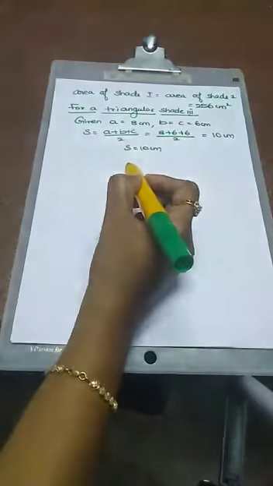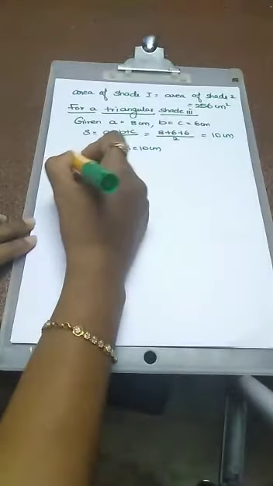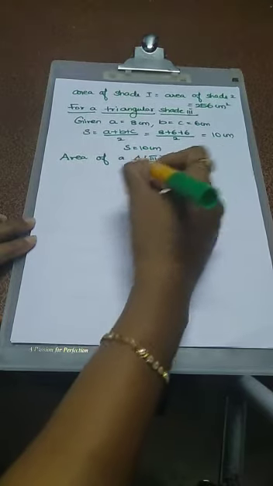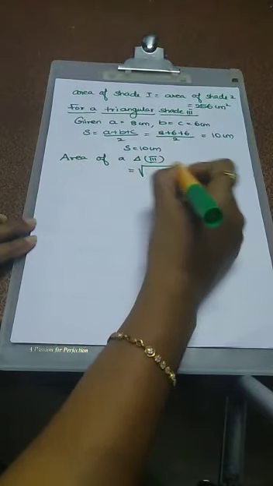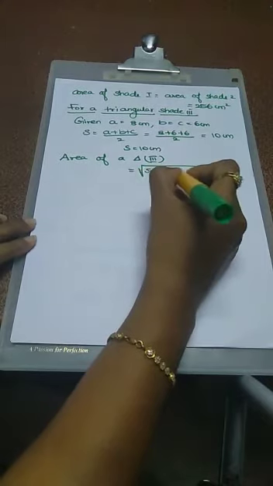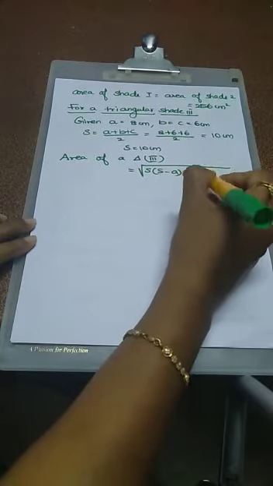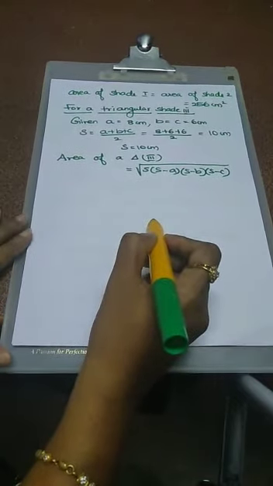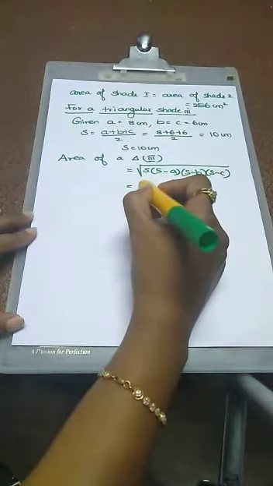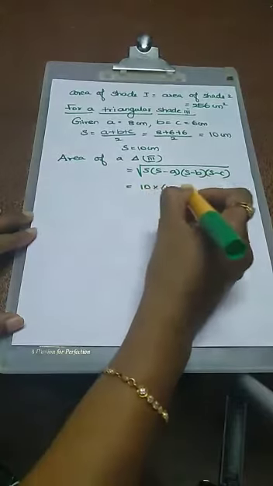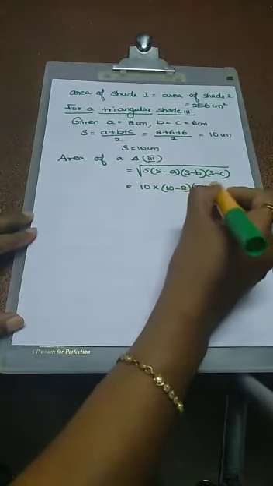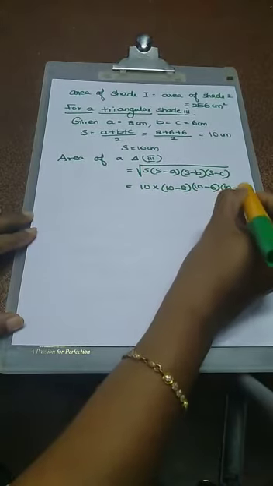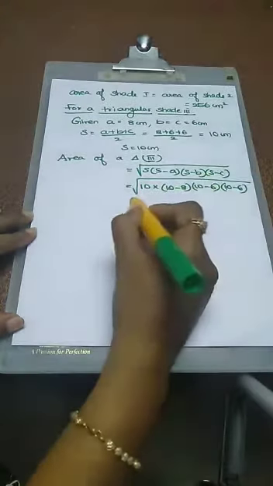Next we are going to calculate the area of the triangle, the triangular part, that is the third part. Okay. What is the formula? Square root of S into S minus A into S minus B into S minus C. Apply the S value and A, B, C values. So S value is 10. So 10 into 10 minus 8 into 10 minus 6 into 10 minus 6. Apply the square root also.